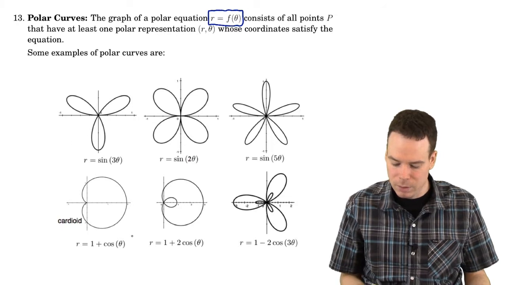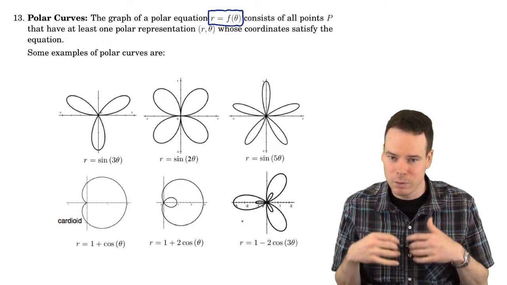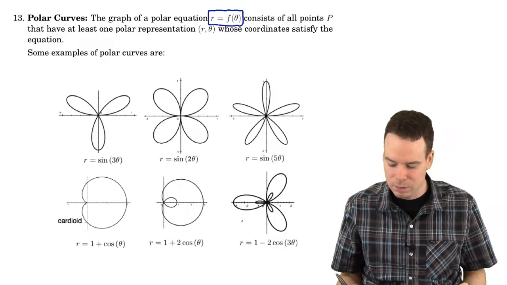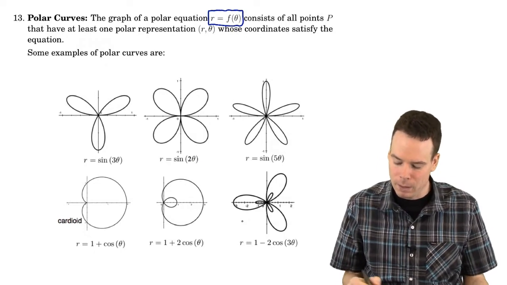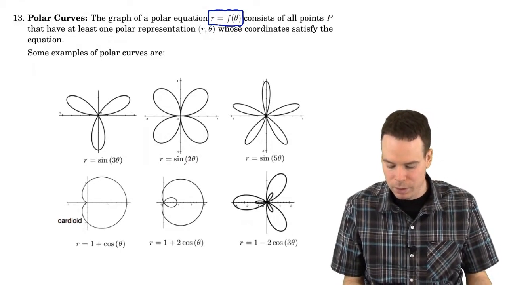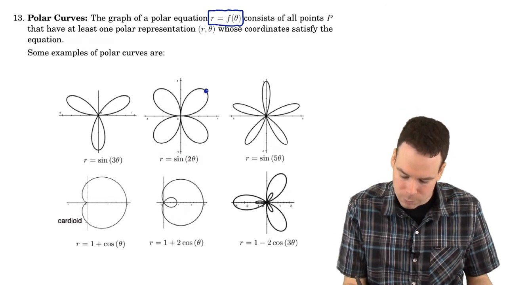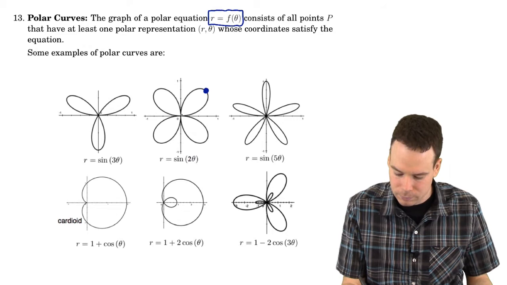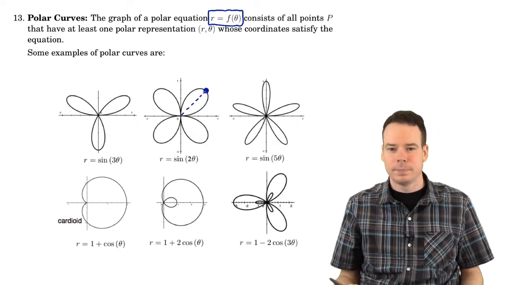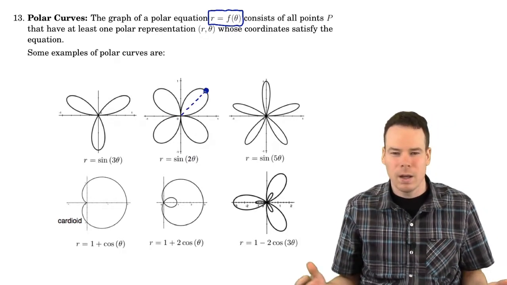Some of these things, though, I just want to point out some characteristics. Before we go into the full-blown sketching of these things, let's just look at a few characteristics. Let's just pick this middle one, r equals sine 2 theta. Let's look at this point out here. What's that distance? How can we figure that out?